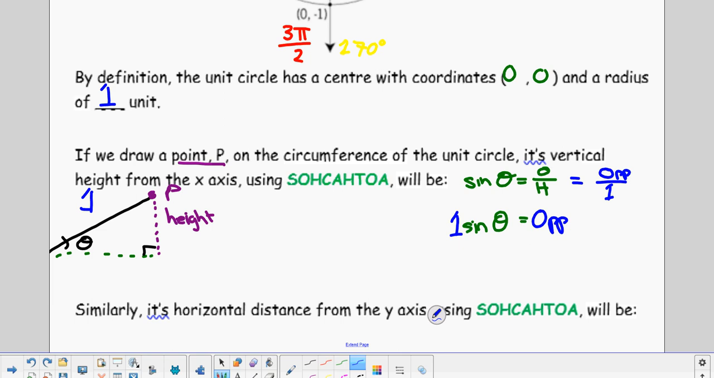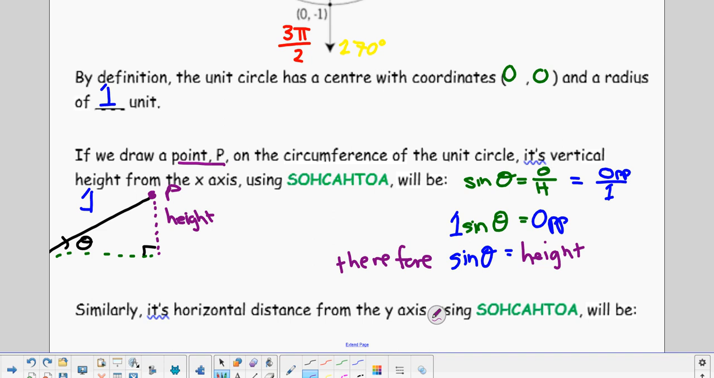So would you agree, therefore, that the height, the opposite of the angle, is equal to sine theta then? So sine theta equals the height. So you might just want to put therefore: sine theta equals the height, that kind of vertical height there.